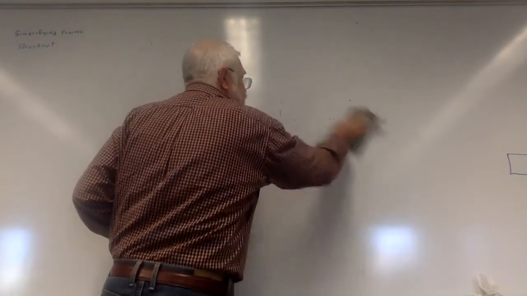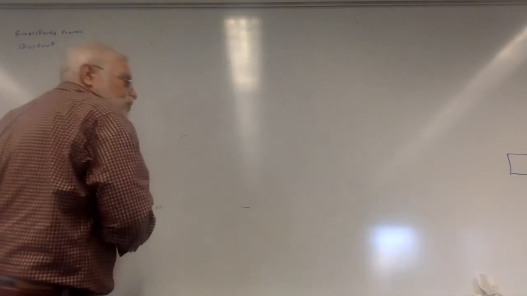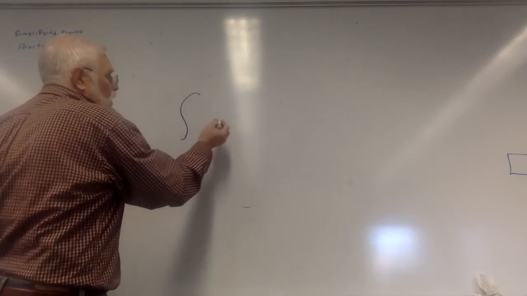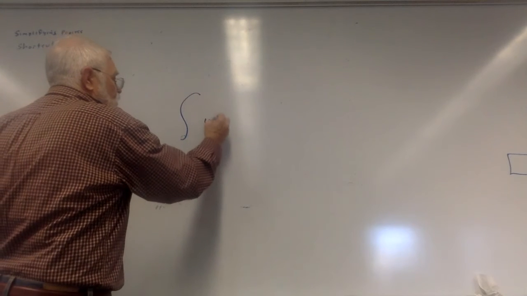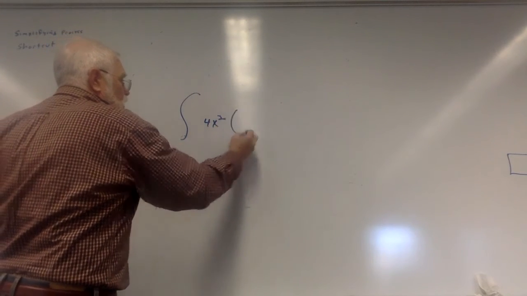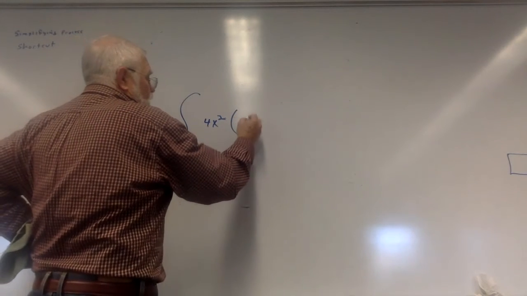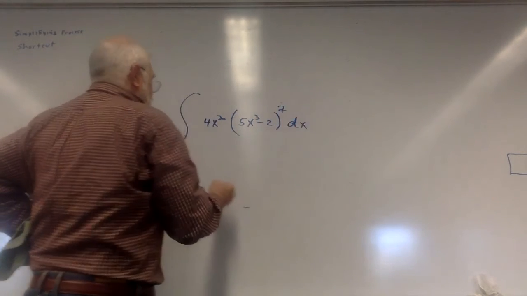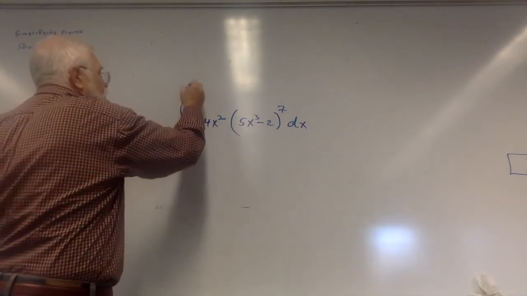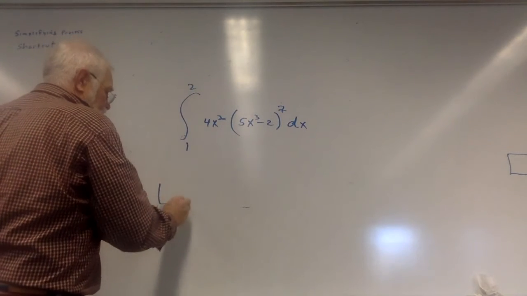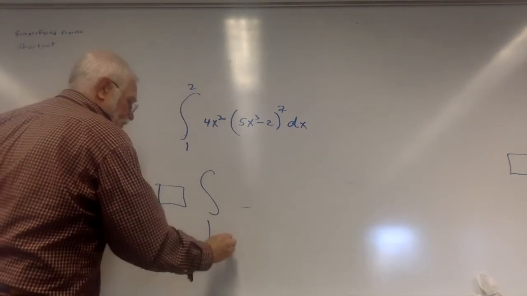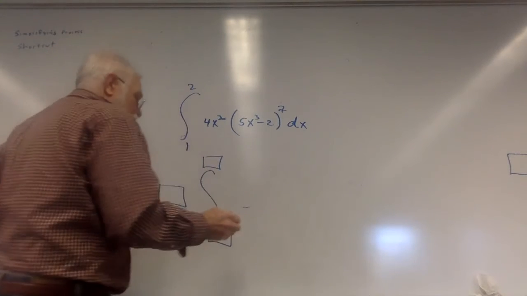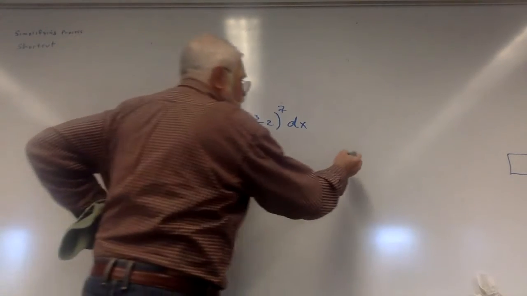And let's see. Let's just do one like we started with. Let's do 4x squared times 5x cubed minus 2 to the 7th dx. And let's go from 1 to 2. And let's see if you can fill in the boxes. All right, so I guess I'll do it with you.